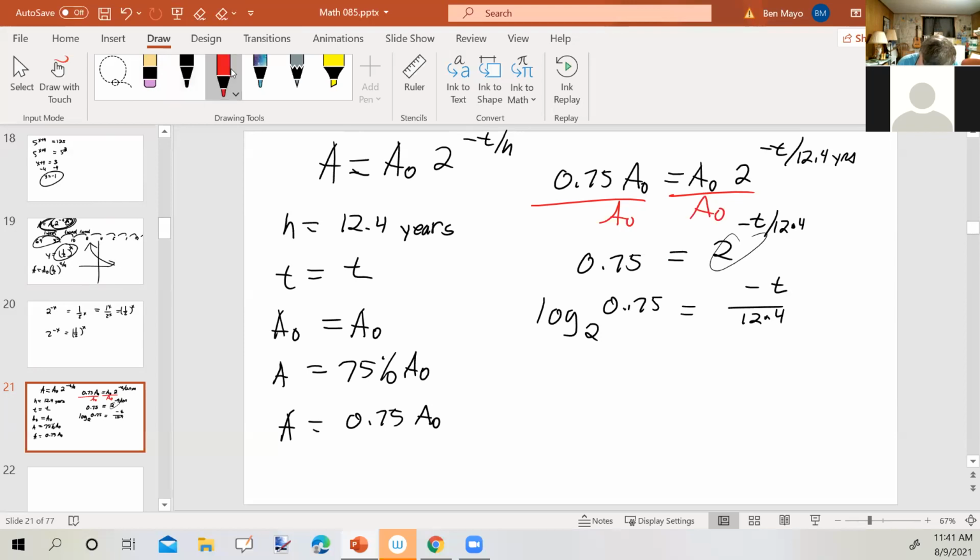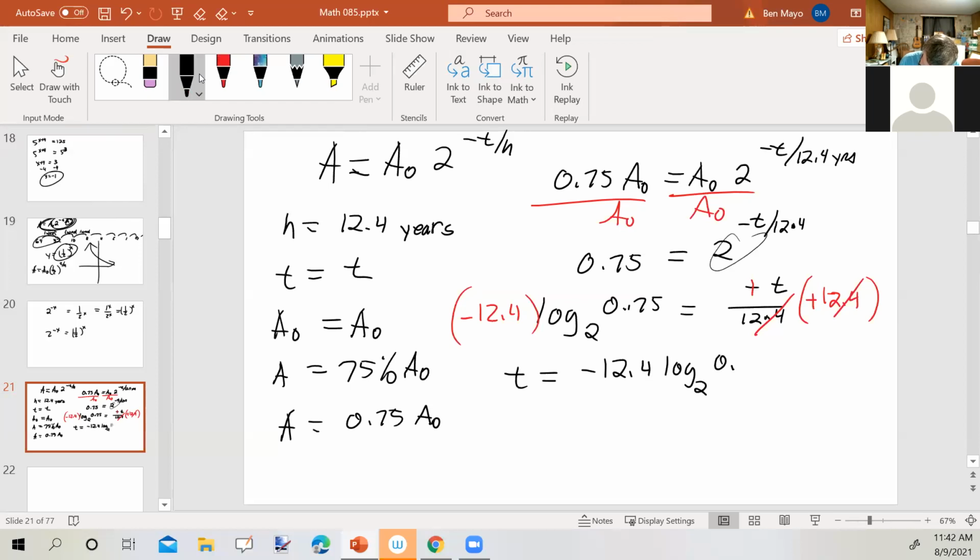If I come in and multiply both sides by 12.4, that would get rid of that 12.4. But what I'm going to do is multiply by negative 12.4 so that in one step I get rid of the 12.4 and the negative. So now what I have is t equals negative 12.4 times log base 2 of 0.75. And I just switched the whole thing around because I wanted to have t on the left side. Any questions so far?